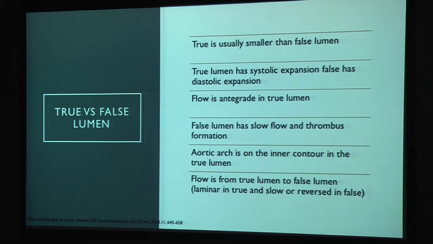So how are you going to identify the true versus the false lumen? Well, the true lumen is typically smaller than the false lumen. It has a systolic expansion where the false has diastolic expansion. Flow is antegrade in the true lumen. The false lumen has slow flow and oftentimes has thrombus formation. The aortic arch is on the inner contour of the true lumen, and flow is from the true lumen to the false lumen. Laminar in the true and slow, reversed in the false.